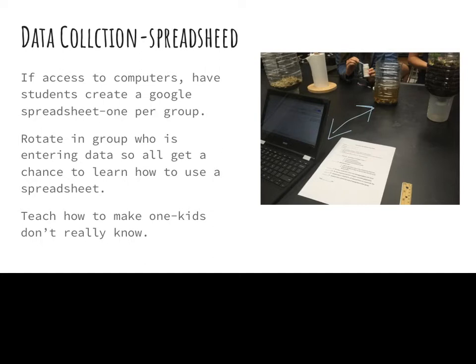So what I do is we are a GAFE school, Google Apps for Education, and one student will go ahead and set up the spreadsheet, and then share it with everybody in their group and also with me so I can spot check their data. And we also rotate, so it cannot be the same kid taking data on the spreadsheet every time. I take data about once a week for EcoColumns, and they have to rotate who's actually on the computer using the spreadsheet so everyone gets practice.